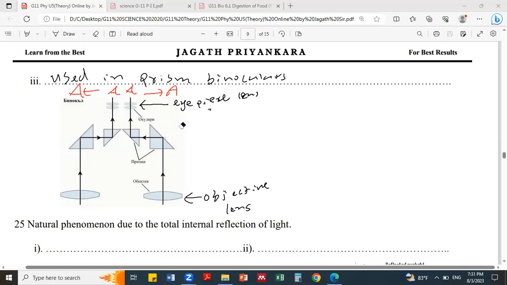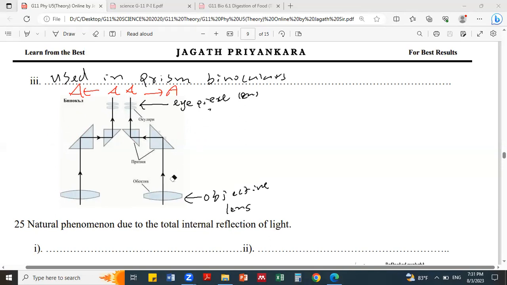Therefore, in order to see a wide area, light is received from a wide area, but at the end the light rays should reach your eyes. That's why here light is turned by how many degrees? Turned by 90 degrees. Here also light is turned by what? 90 degrees. And at this corner light is again turned by 90 degrees. Like that, they use total internal reflection.